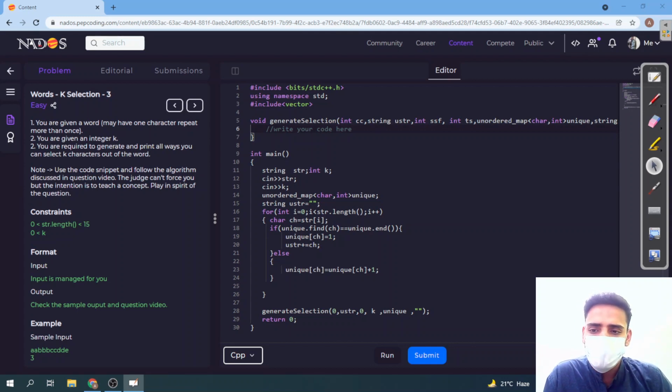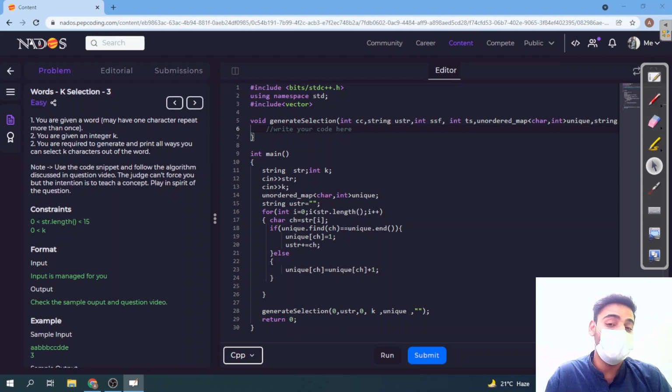So we are given a word. It means we have an input string, and then we are given an integer k. You are required to generate and print all the ways you can select k characters out of the word. So we have to select k characters from that given string, right? Let's move ahead and see.